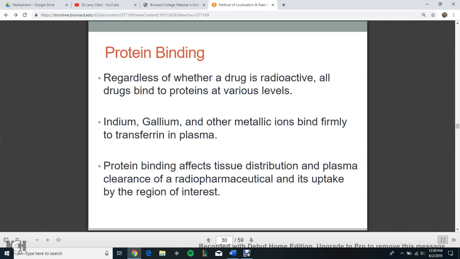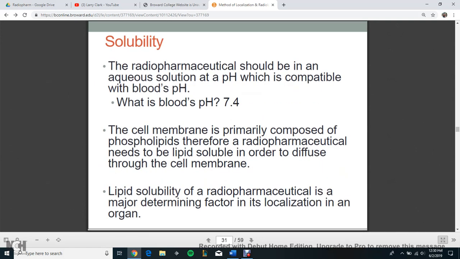Protein binding. Regardless of whether a drug is radioactive, all drugs bind to proteins at various levels. Indium, gallium, and other metallic ions bind firmly to the transferrin in plasma. Protein binding affects tissue distribution and plasma clearance of a radiopharmaceutical and its uptake by the region of interest.